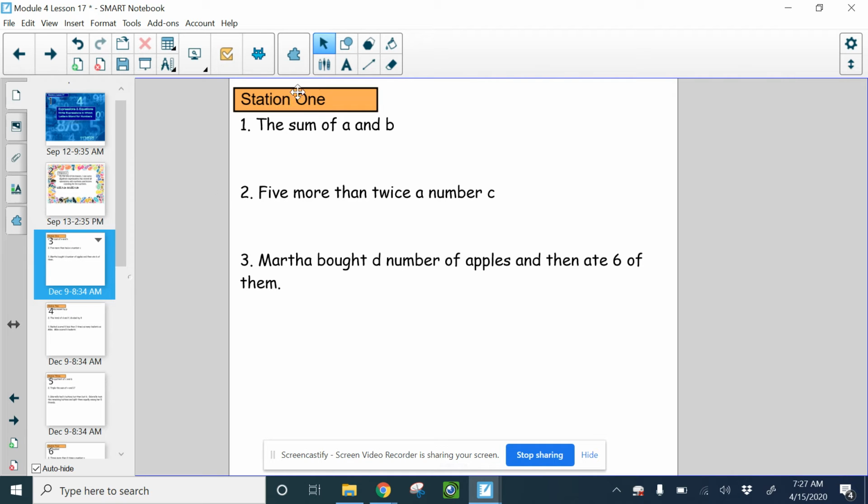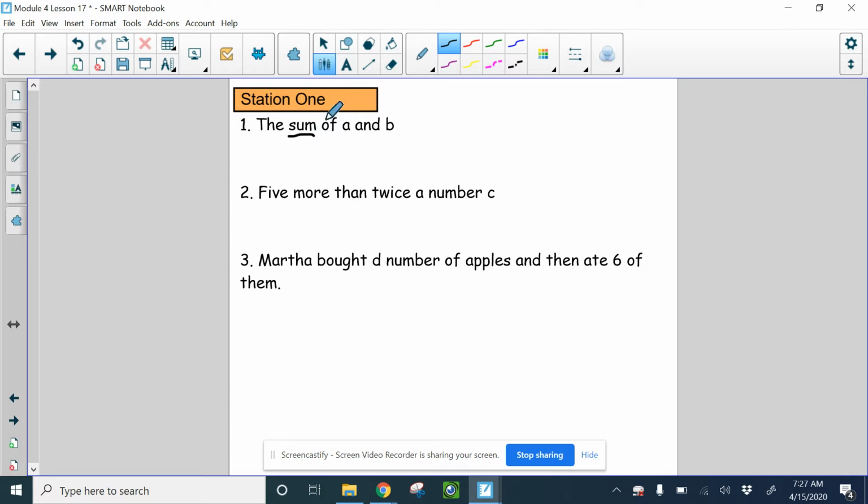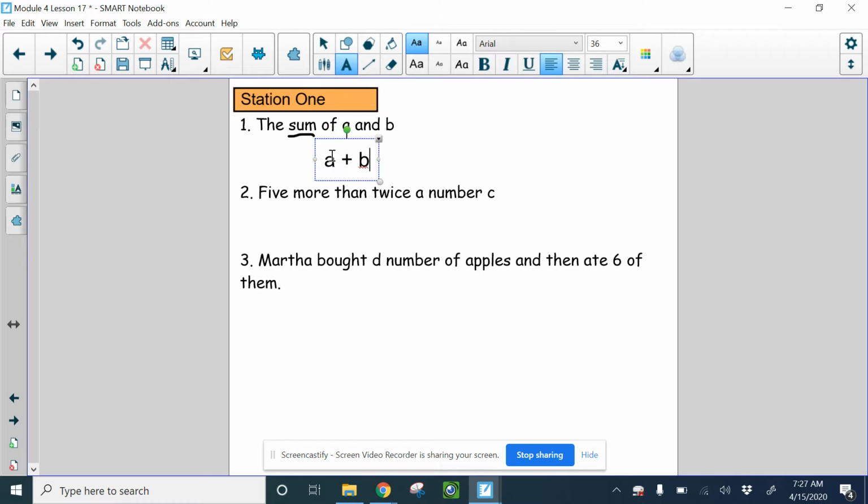So if I look at this, if I want to say the sum of A and B, again, we need to remember that sum means to add. So I would say A plus B. That's the algebraic expression it's looking for there. So if I have A plus B, I would just add them together to find the sum.